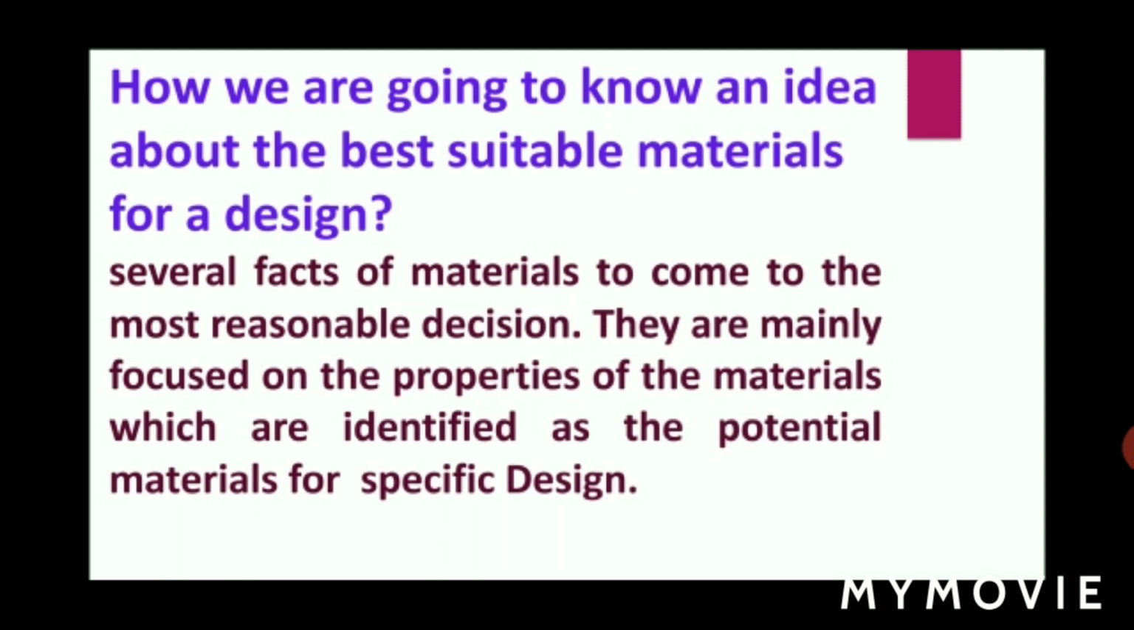So all these things are applicable to the availability of materials that we have in general sciences, right? Okay. And they are mainly focused on the properties of the materials which are identified as potential materials for a specific design. That means the material selected for a machine component is the best material to adhere to the properties and achieve the best design, so the properties of materials play a very important role.